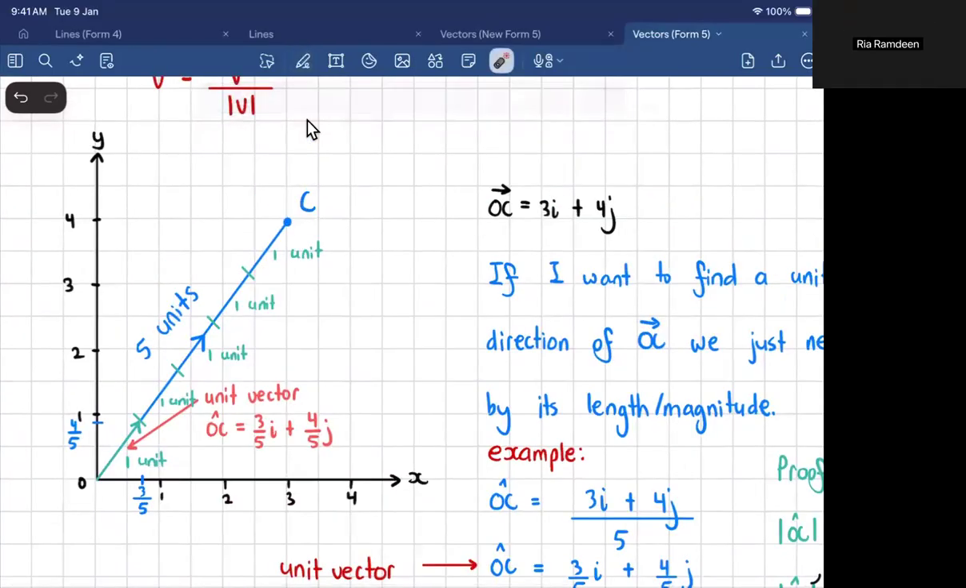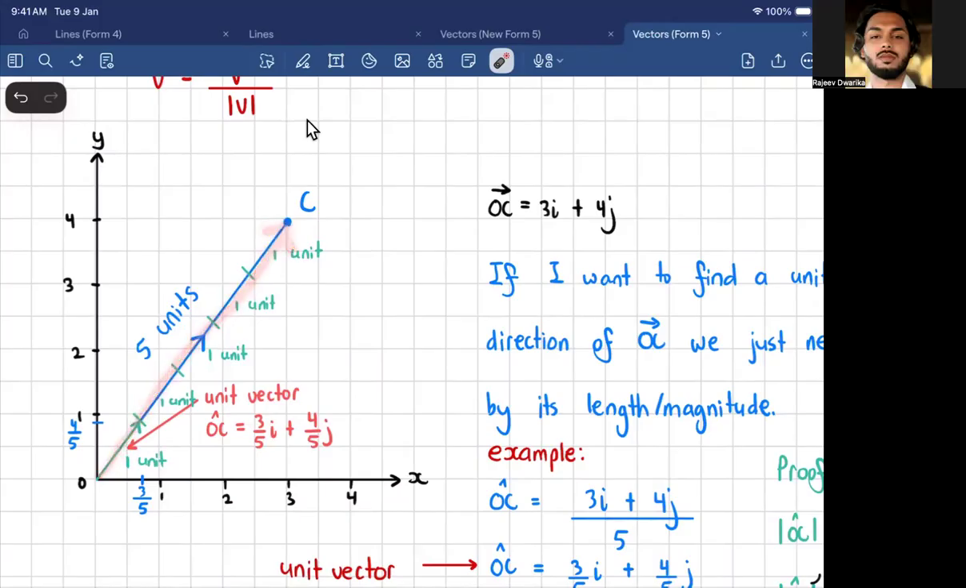Yes, sir. So if I want to find unit vector, notice I'm saying unit vector in the direction of O to C. You need to understand that as well, because sometimes they will ask you to figure out a vector with a specified magnitude in the same direction. You'll need to know how to work that out as well. Right? So Ria, O to C is in this direction, and it has a length of 5.